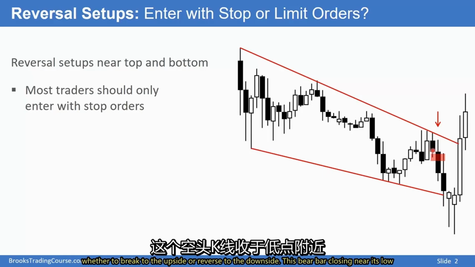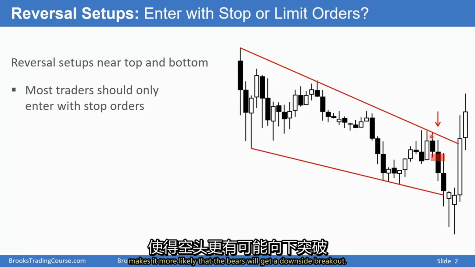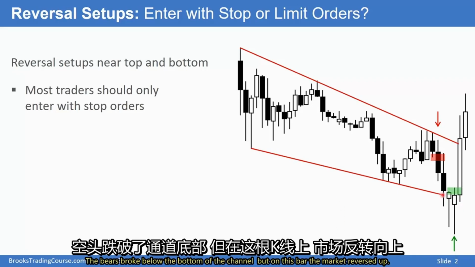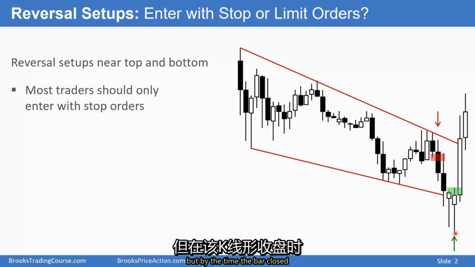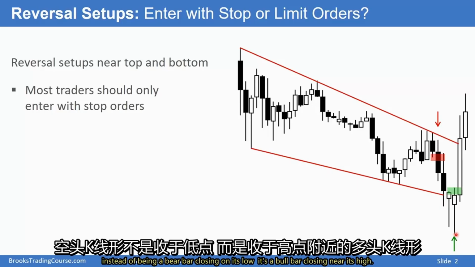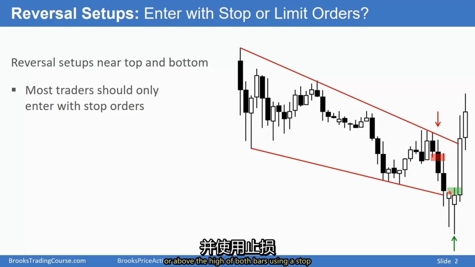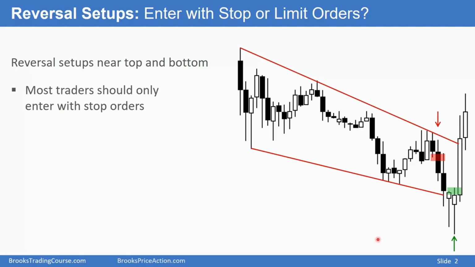It simply means the market is deciding whether to break to the upside or reverse to the downside. This bear bar closing near its low, especially at resistance at the top of the channel, makes it more likely that the bears will get a downside breakout. The bears broke below the bottom of the channel, but on this bar, the market reversed up. It tried to break out again to the downside, but by the time the bar closed, instead of being a bear bar closing on its low, it's a bull bar closing near its high. Bulls would buy either above the high of this bull bar or above the high of both bars, using a stop, expecting at least a test of the top of the channel.